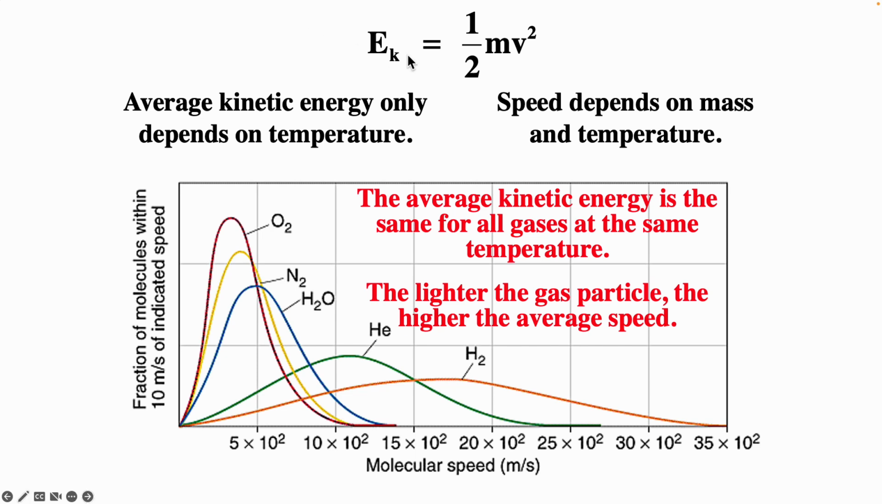And so kinetic energy is just equal to 1/2 mv squared. And so if you're comparing gases and a gas has a bigger m, then the v squared will have to be smaller if their kinetic energy is going to be the same. And so the average kinetic energy depends only on the temperature.